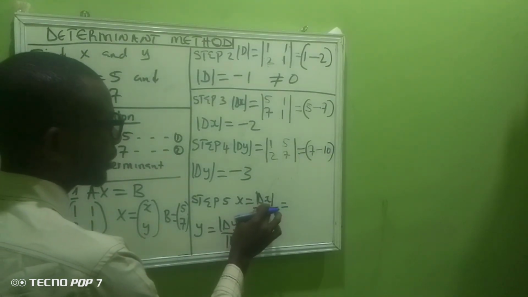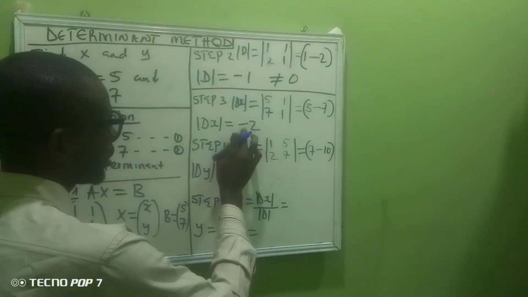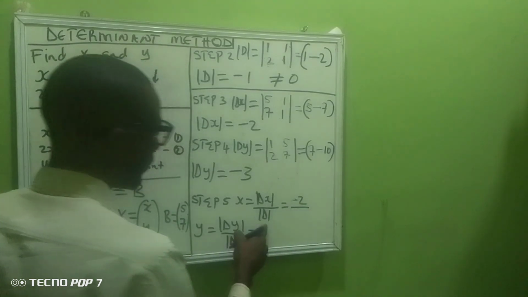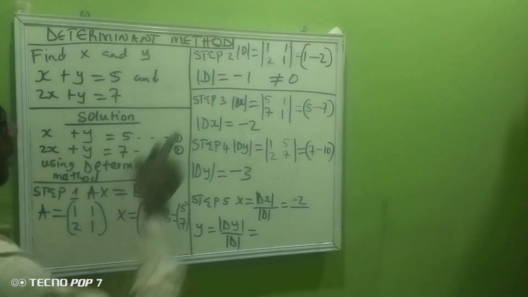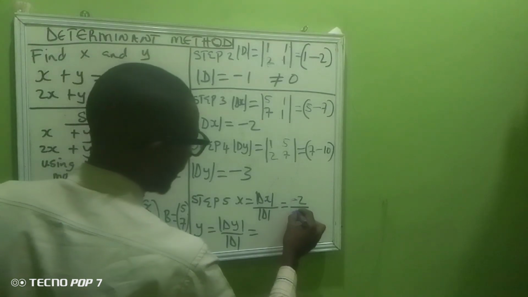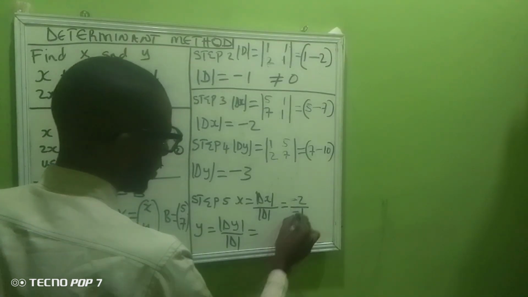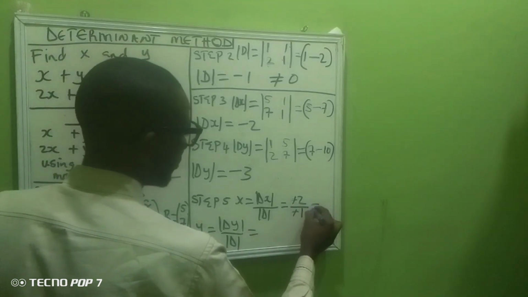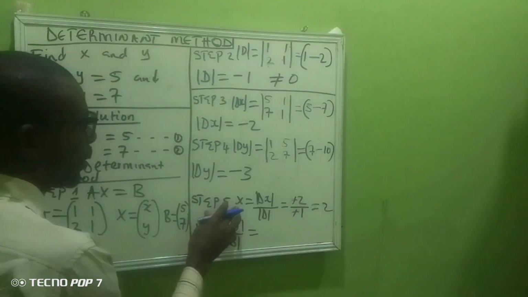What is our determinant of x? Our determinant of x is minus 2. We put the minus 2 here, all over. What is our determinant? Our determinant is minus 1. We now put the minus 1 here. Then minus cancels minus. 2 divided by 1 is equal to 2. Now the value of x is 2.